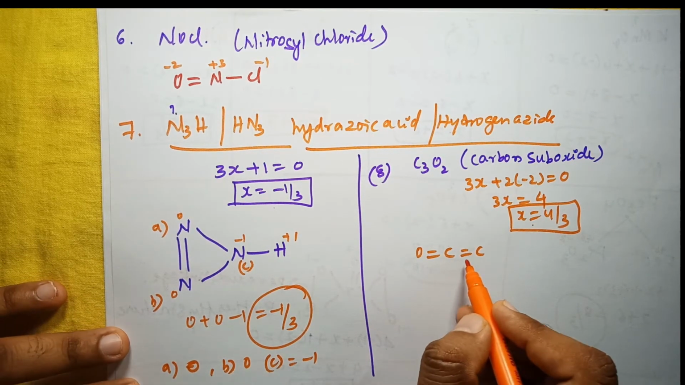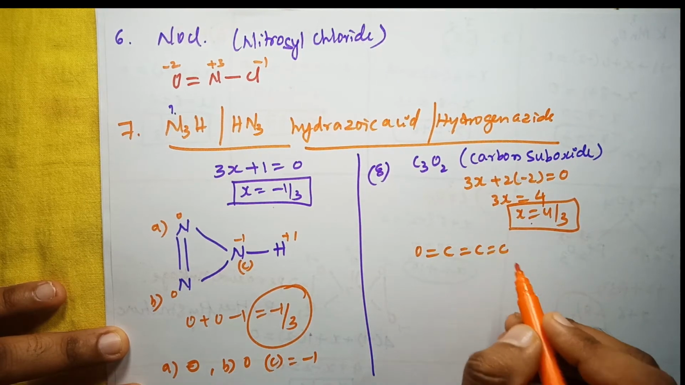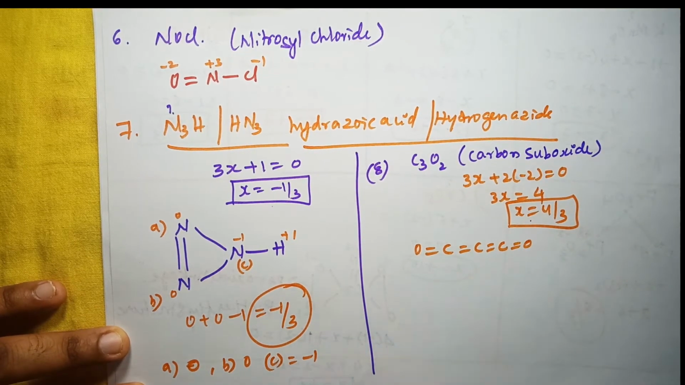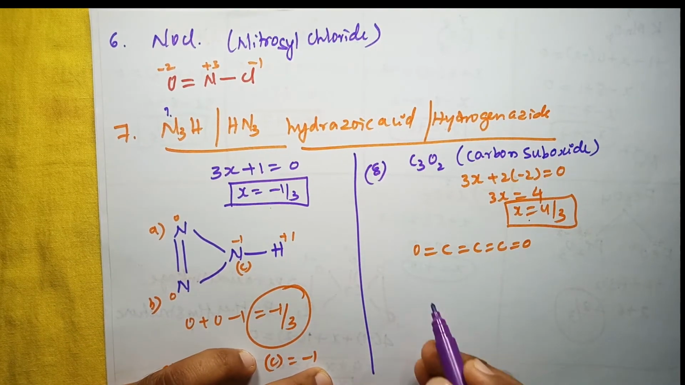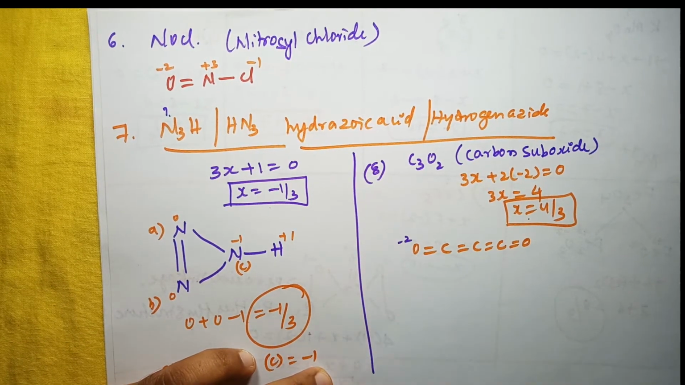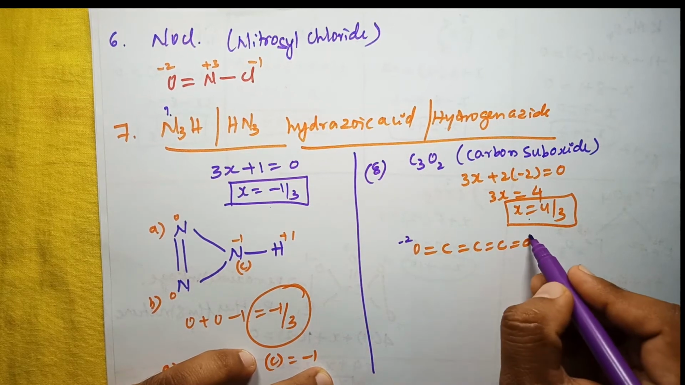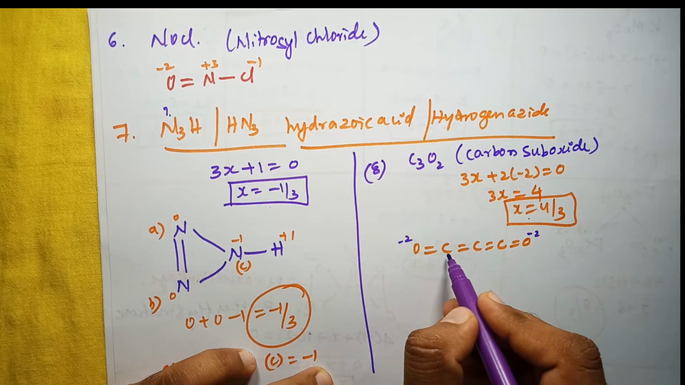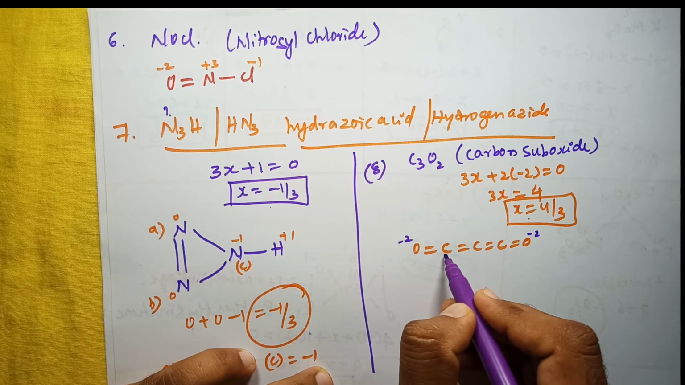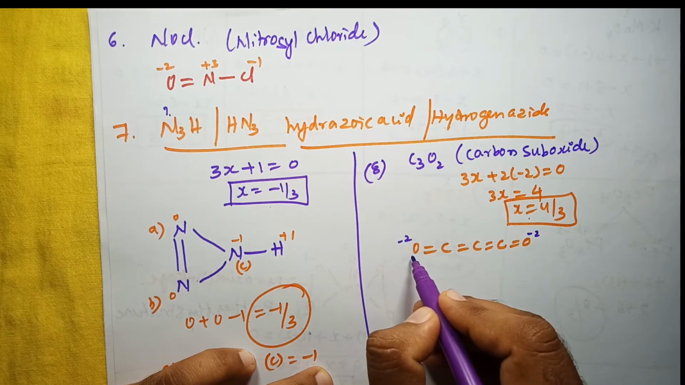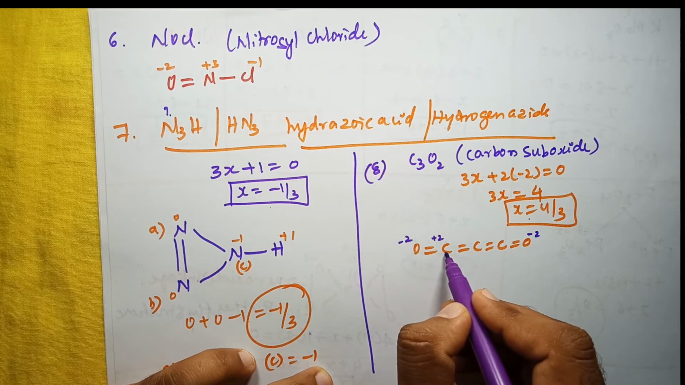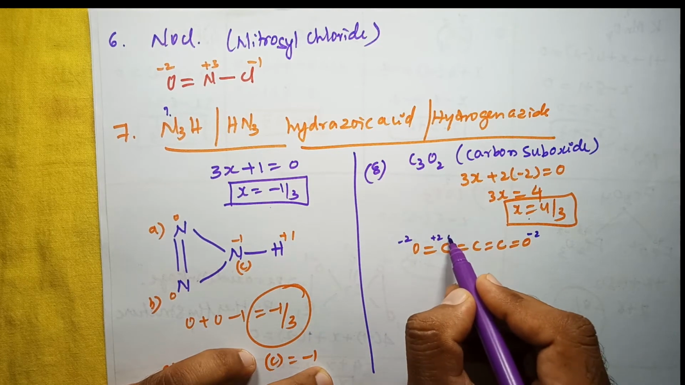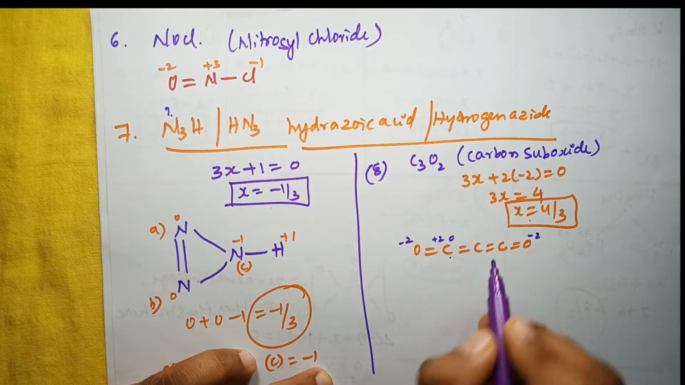Just I am writing C double bond, next C double bond. What is left here? Oxygen. So look here friends, it is very important. So how to calculate the oxidation state? Here there is no peroxide linkage, oxygen exists as -2 and here also -2. So the oxidation state of this carbon atom with respect to this oxygen is +2 and the oxidation state of carbon atom with respect to this is 0 because this is bonded to the same atom.